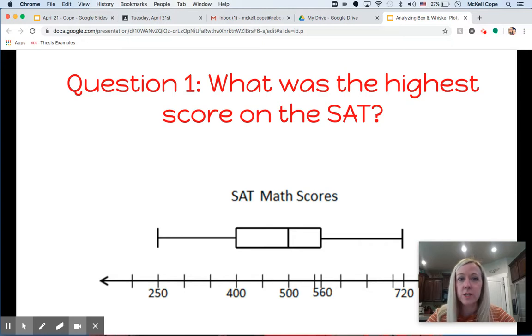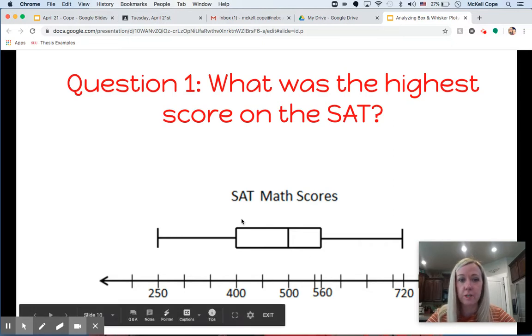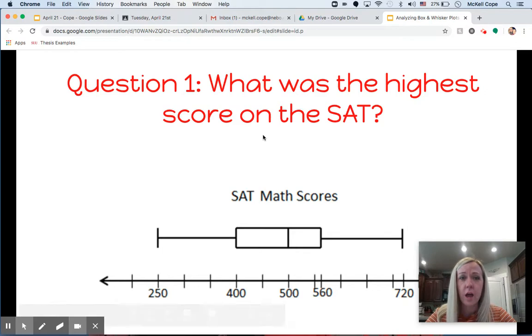So the first question here on this new box plot, which is dealing with SAT math scores, what was the highest score on the SAT? So go ahead and try it on your own, and then we'll go over it together.